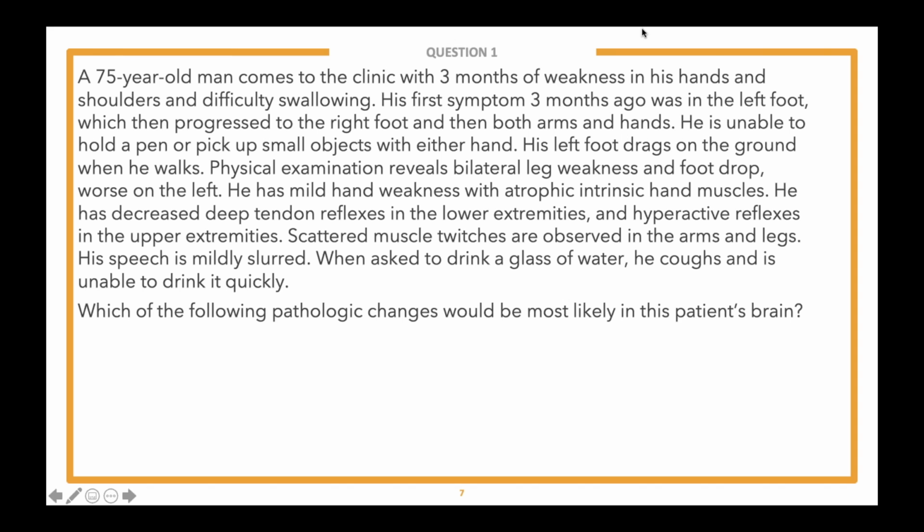Once we cover up the answer choices, we will begin and read the lead-in. We read the lead-in first because we want you to know what the vignette and the test writer are asking, so you know what to look for in that vignette, so you can pick up on all those relevant clues without having to reread that question and waste time. So let's do that now. Which of the following pathologic changes would be most likely in this patient's brain?